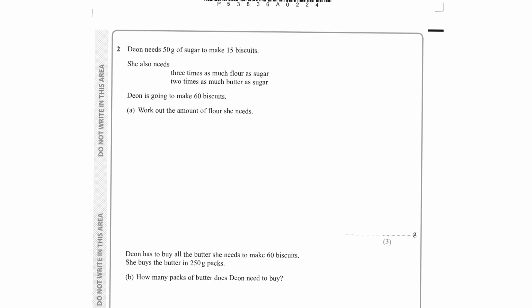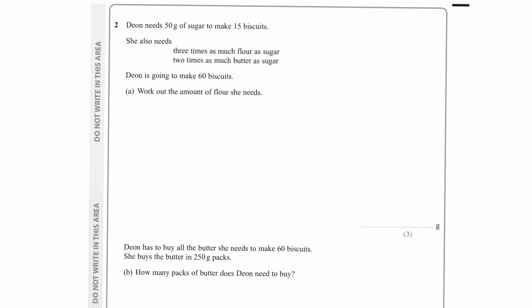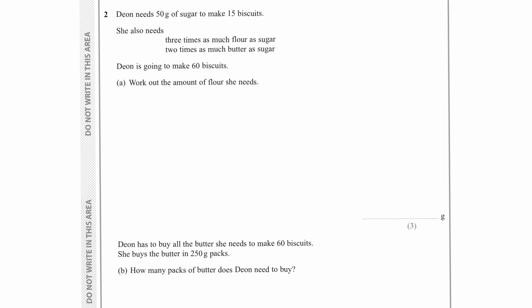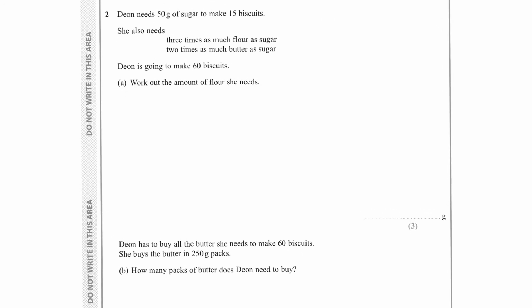So moving on to question 2, Dion needs 50 grams of sugar to make 15 biscuits. She also needs 3 times as much flour as sugar and 2 times as much butter as sugar. She's going to make 60 biscuits. So it wants us to work out how much flour she needs.